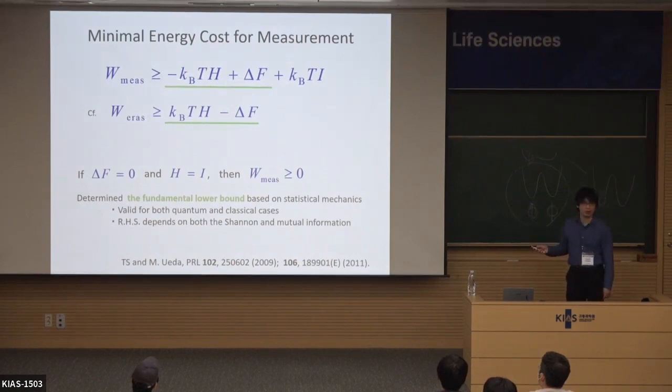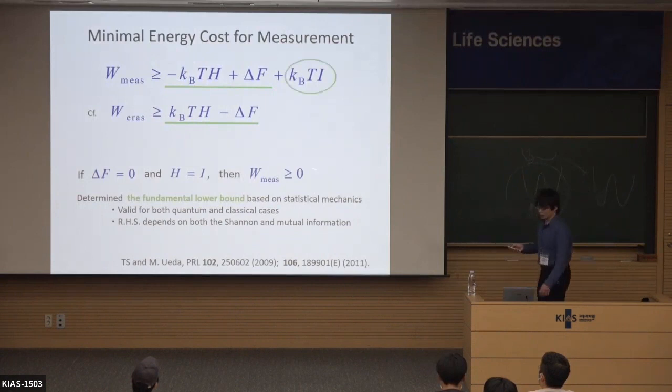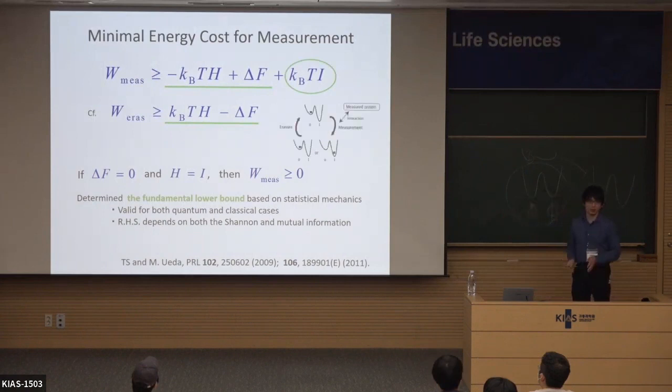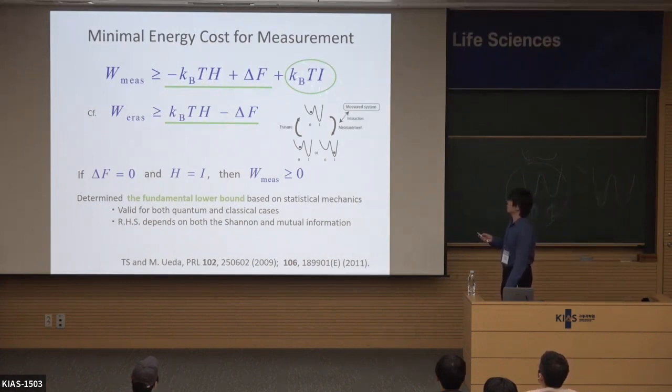This means that the erasure and the measurement are almost time reversal of each other, except that only in the measurement process, the external information is obtained by the memory. So that effect of information gain is represented in this final term.